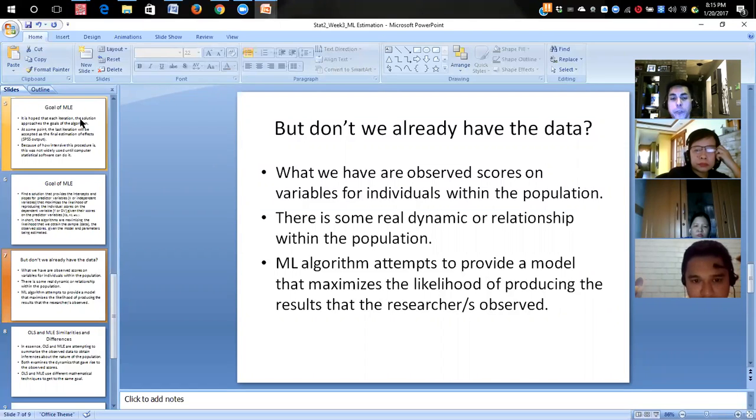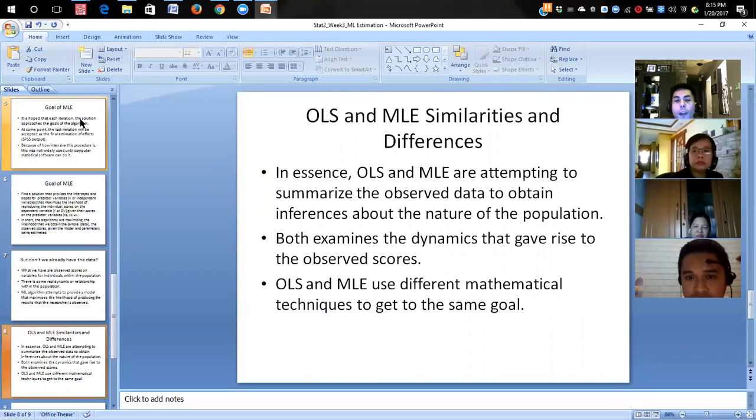So when we do research, the maximum likelihood algorithm attempts to provide a model that maximizes the likelihood of producing the results that we, as the researcher, have observed, or what we have obtained, our data. So what are the differences between OLS and maximum likelihood estimation? What are their similarities and their differences?